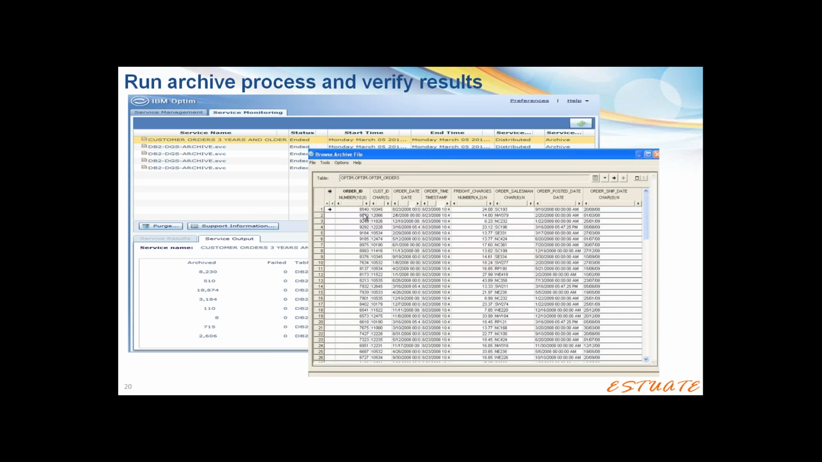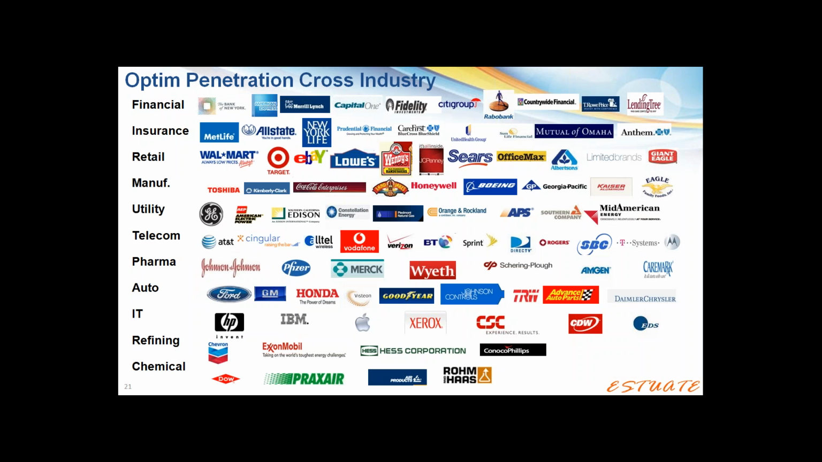This slide depicts the Optim user interface for browsing the archive data using the browse utility of the Optim tool. Moving to the next slide. This slide depicts our different esteemed customers who are benefiting from the Optim solutions, from different domains like financial, insurance, retail, telecom, pharmaceutical, and even chemical industries as well.